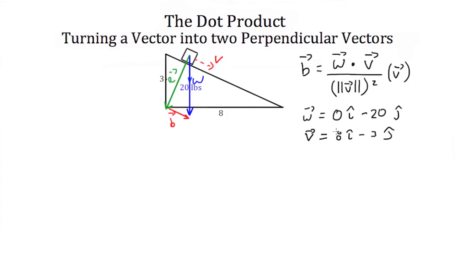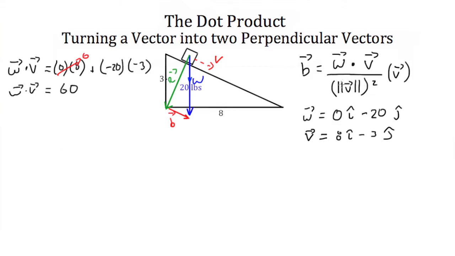So I need to find the dot product of vector W and vector V. Well, we take our x values and we multiply them together. So 0 times 8. And we add that to our y values multiplied together. So negative 20 times negative 3. 0 times 8, well, anything times 0 is 0. Add that to negative 20 times negative 3. The dot product then is equal to 60.